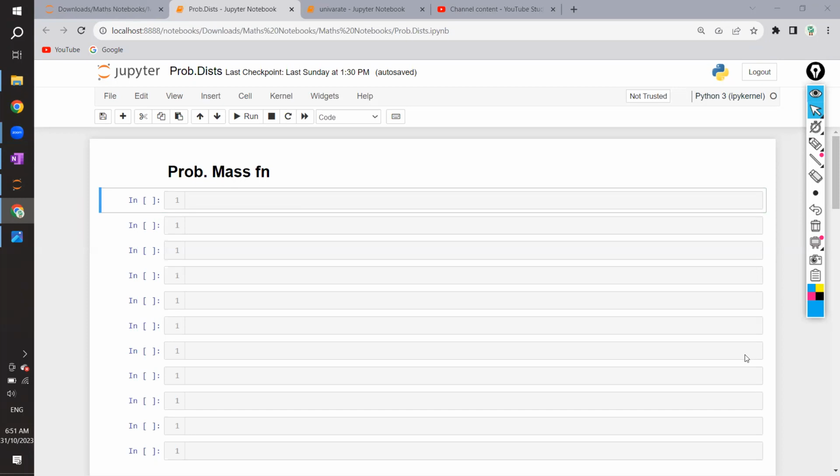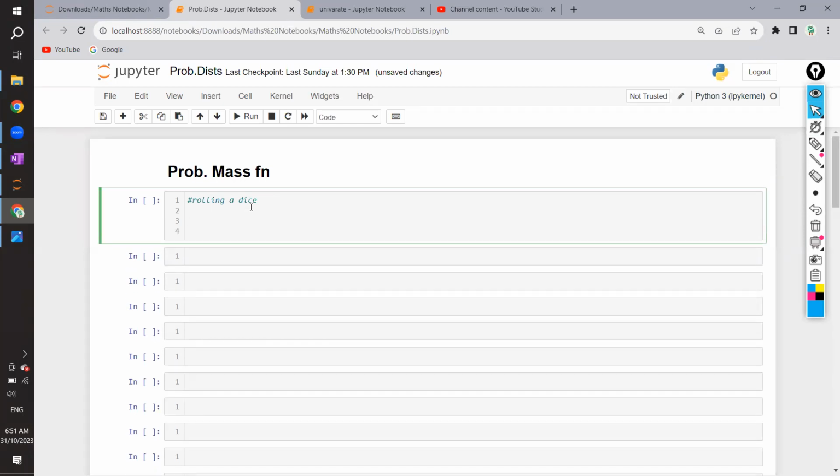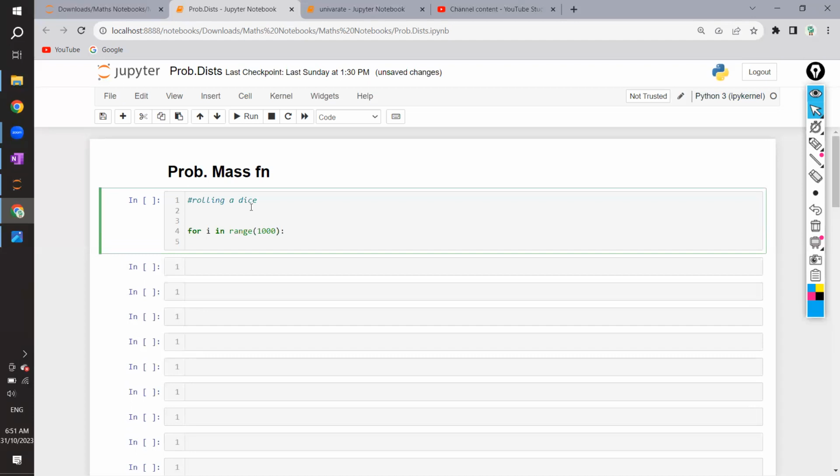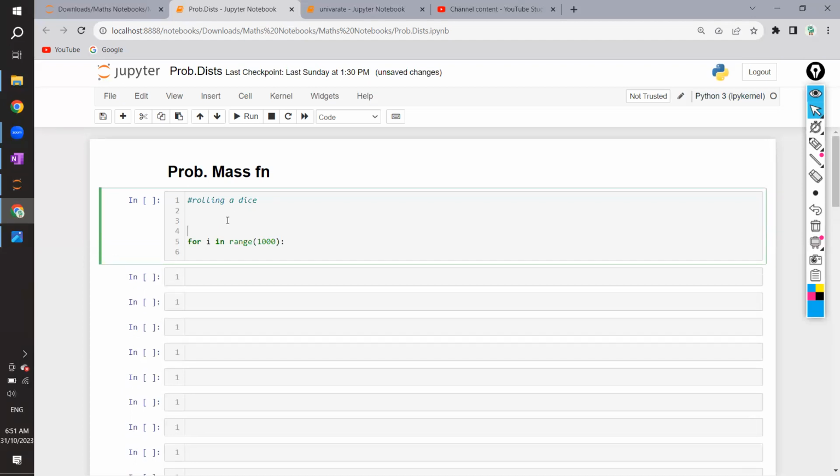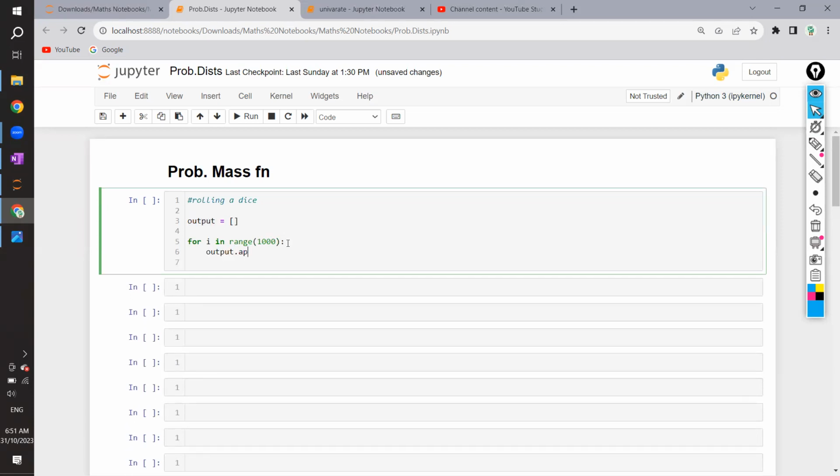For example, let me roll a dice 1,000 times. So how can we write it? For i in range of 1,000, 1,000 times let me roll. Each time I roll I'll get some output, right? So let me call it output, and I'll take it as a list. To this output I'm appending what?